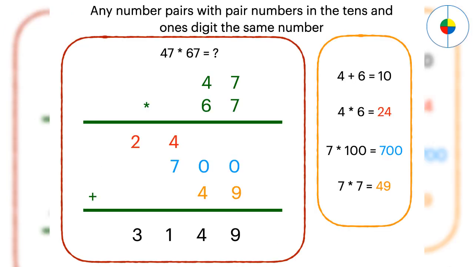What about any two numbers with pair numbers in the tens positions and with the same ones digit? You multiply the tens digits and put the result into the hundreds position.